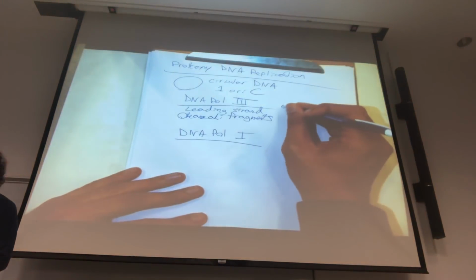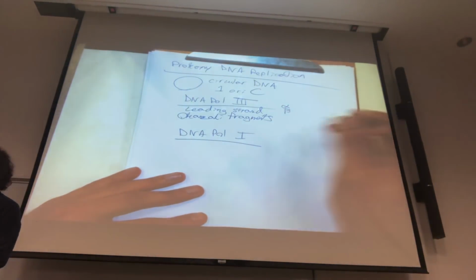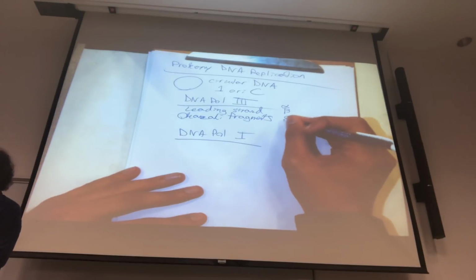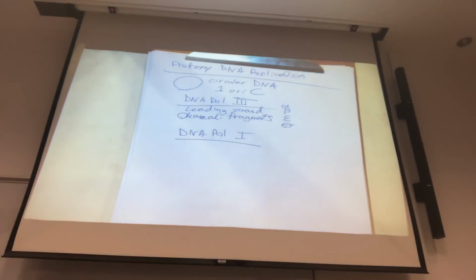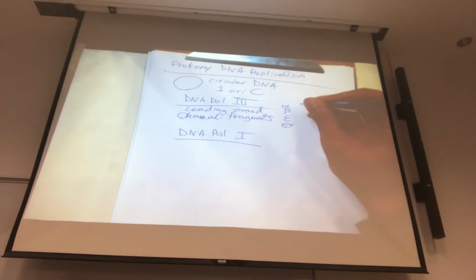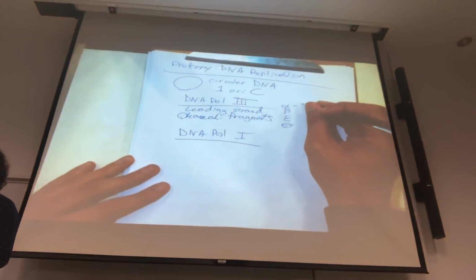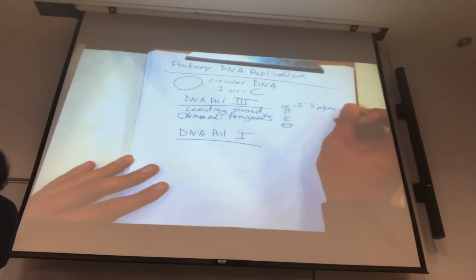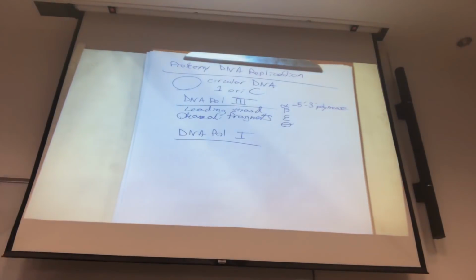It's made of an alpha subunit, a beta subunit, epsilon, and theta subunits. The alpha subunit is your 5' to 3' polymerase. Whenever you see that phrase in DNA polymerase III or any other enzyme, it means that's the thing that's actually synthesizing DNA. That's the thing that is replicating DNA. So the alpha subunit has that particular function.